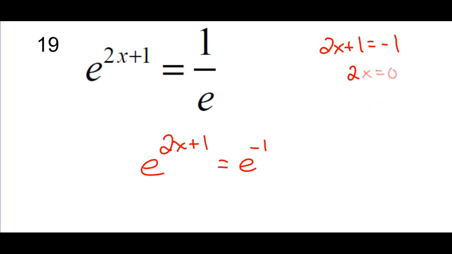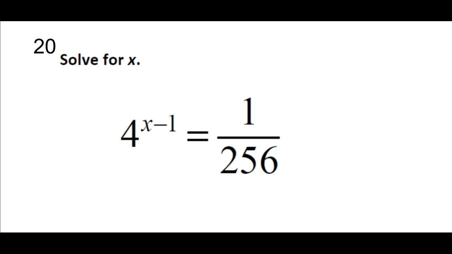Sometimes I go through these too fast and I start making mistakes. Subtract 1. 2x equals negative 2. x equals negative 1. That's why I like to still check. So negative 2 plus 1 is negative 1, and that equals out.